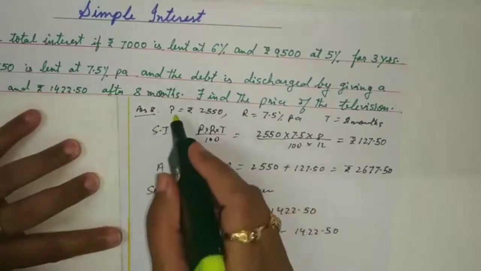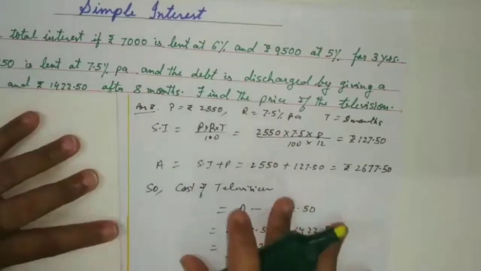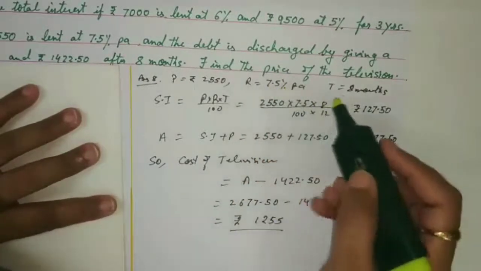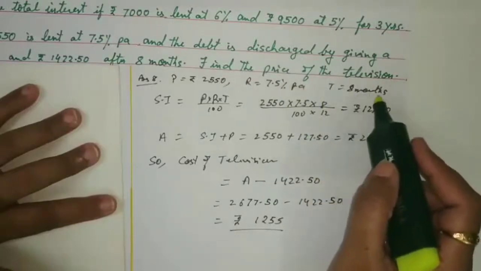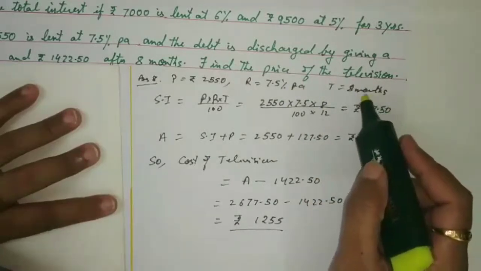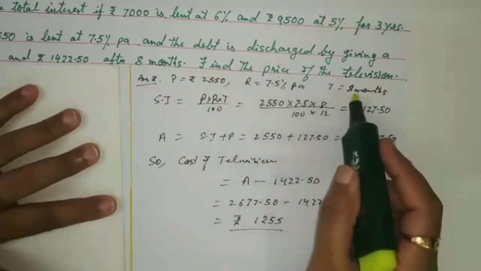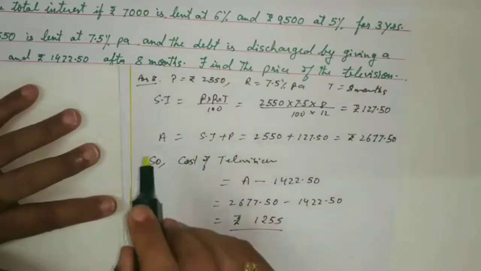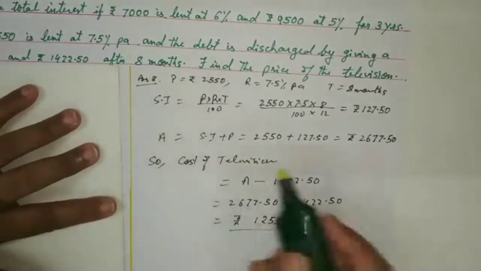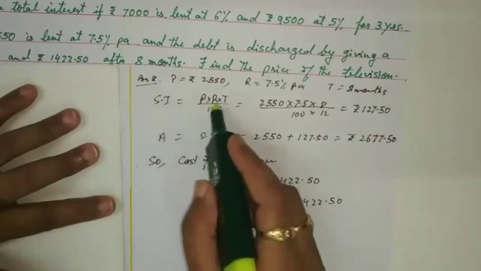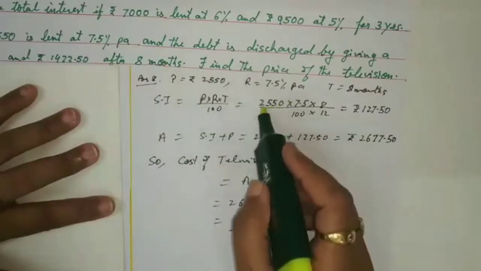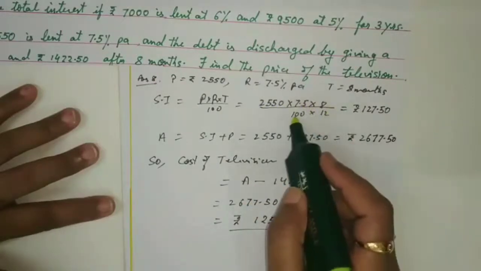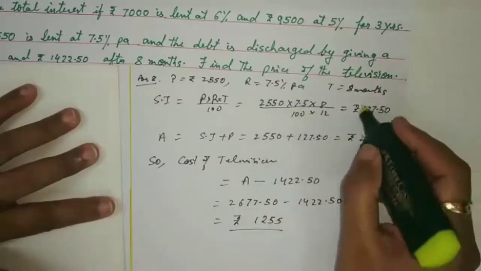Right? Now principal, we know 2550, we got it from the question. Rate 7.5% per annum mentioned. Time 8 months, but do we multiply 8? No, not at all, because the rate is per annum. So the time will become how much? 8 by 12 years. We have done similar in the previous question. So I'm sure you must have understood. So we straight away come to SI is PRT by 100. We substitute 2550, 7.5, time 8 by 12, and this is 100. And we get this as the simple interest.